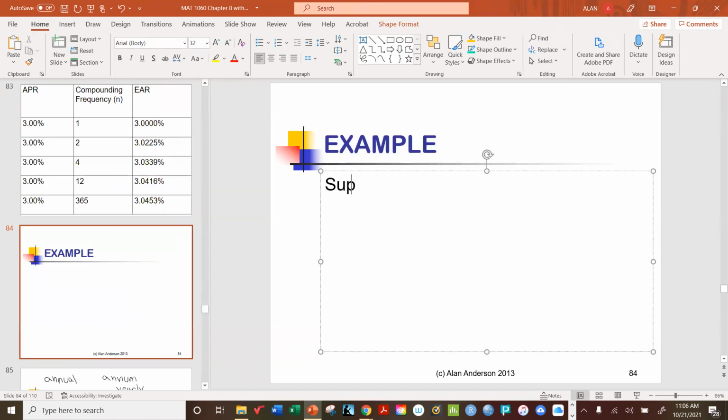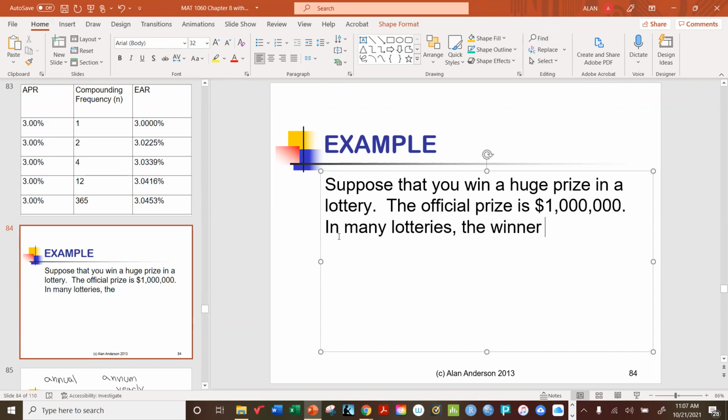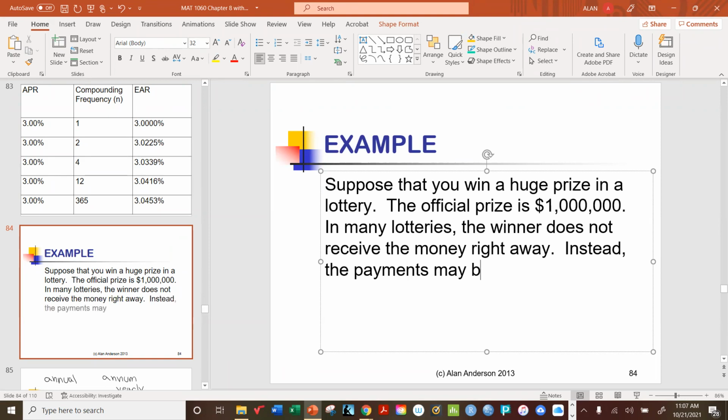All right, suppose that you win a huge prize in a lottery. The official prize is $1 million. Okay, so you figure I'm going to be handed a check for $1 million. Well, typically with these very large prizes, that's not how it works. In many lotteries, the winner does not receive the money right away. Instead, the payments may be stretched out over many years.